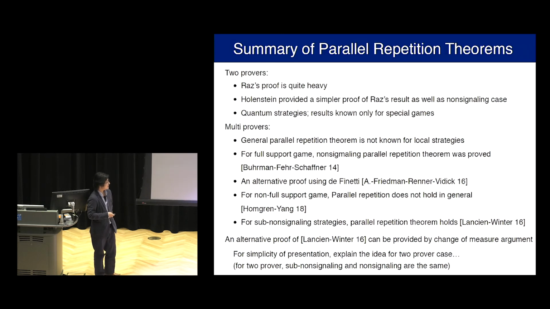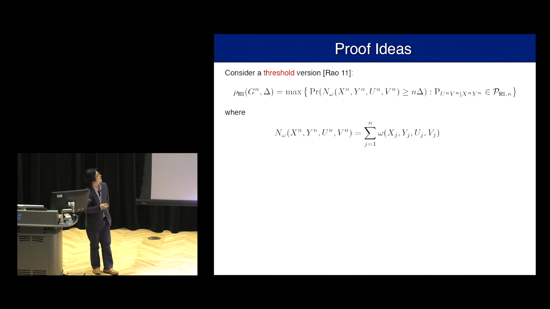But for simplicity of presentation, we consider the 2-prover case. But our approach can be applied to the multi-prover case as well. We consider a slightly modified version of parallel repetition. That is a threshold version of parallel repetition theorem introduced by Rao. So we consider this kind of value.